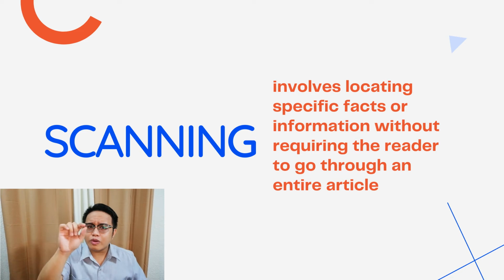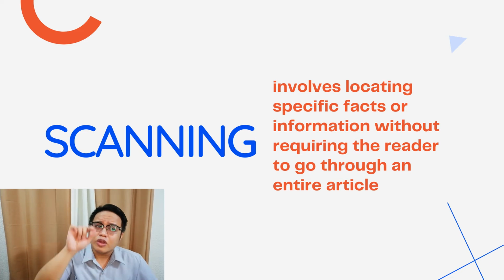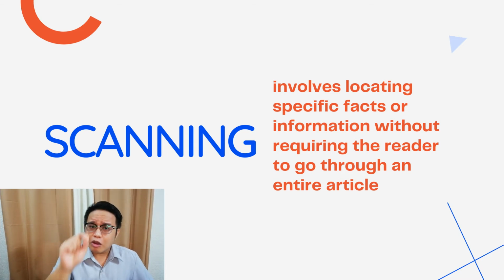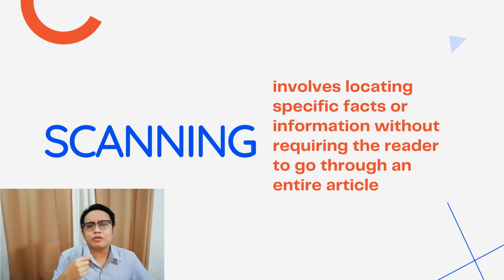No, you only go to the ingredients. You're going to find one specific idea or one specific information, and that is how many cups or how many boxes of cream are you going to put in the carbonara. So that is what we call scanning. You're only looking for a specific information. You don't have to read everything.